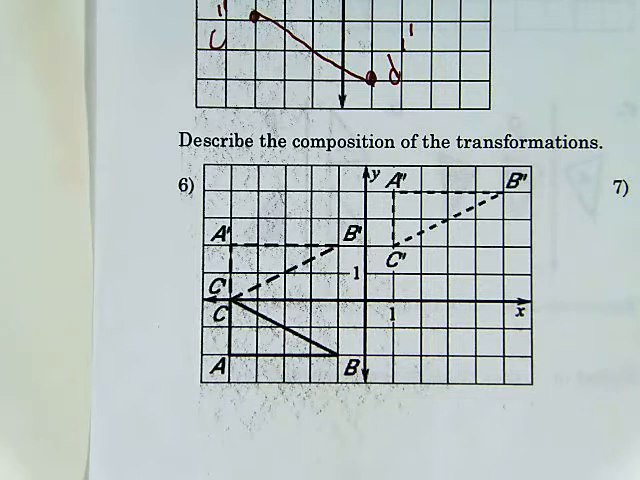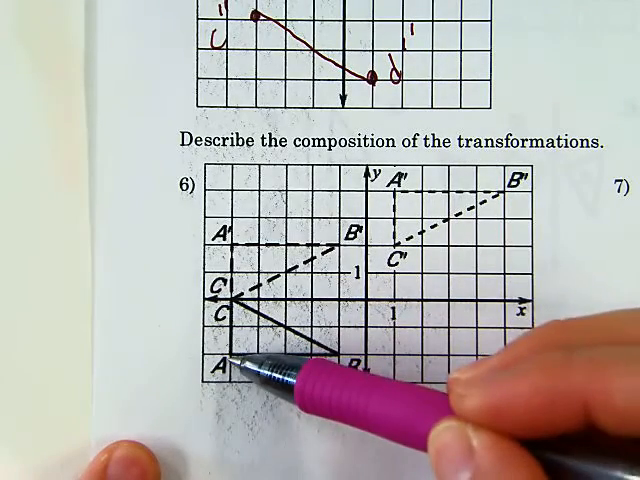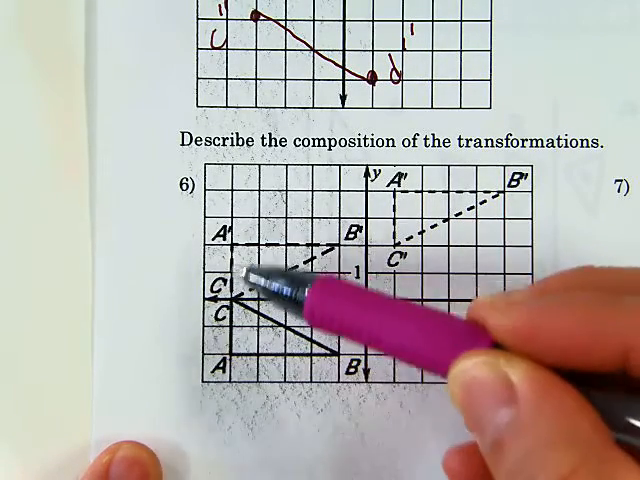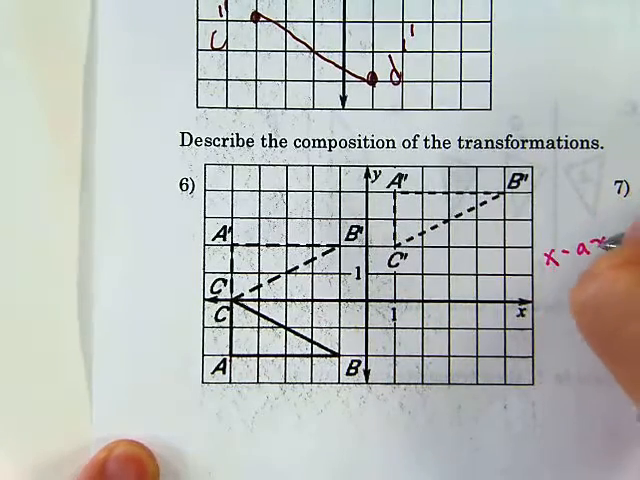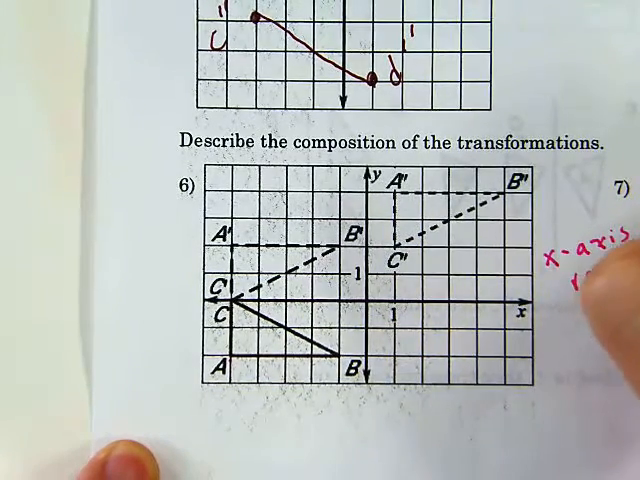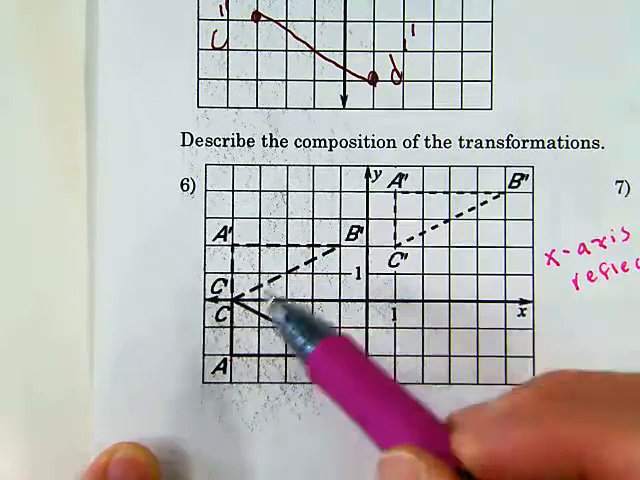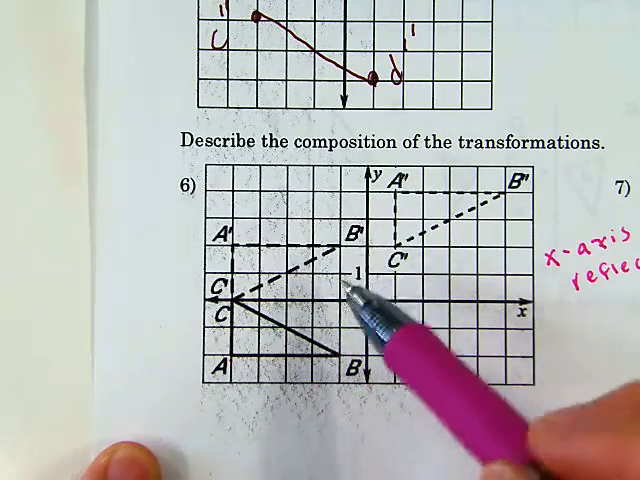Number 6 is asking us to show what happened with the composition transformation. So we know that we start at this one because it does not have any tick marks, and then we go to this one. It looks like to me an x-axis reflection. And then from there, it just looks like we literally slid the triangle over. So let's go ahead and count.